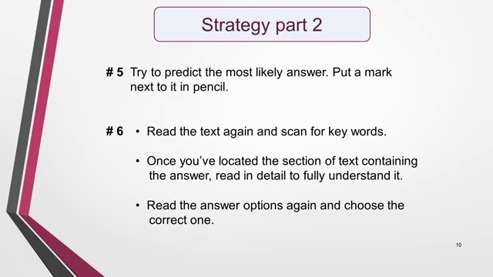Put a mark next to your prediction in pencil. You may not be right, but this will help you to narrow down the options. Now reread the text a paragraph at a time, particularly scanning for the key words you identified and likely synonyms. Remember that the answers will be in order, so you can expect the first one to be in paragraphs 1 or 2. Once you've located the section of text containing the answer, read in detail to fully understand it.